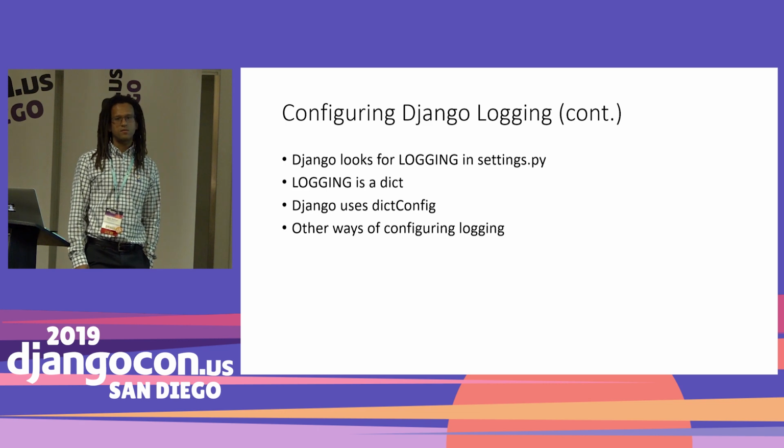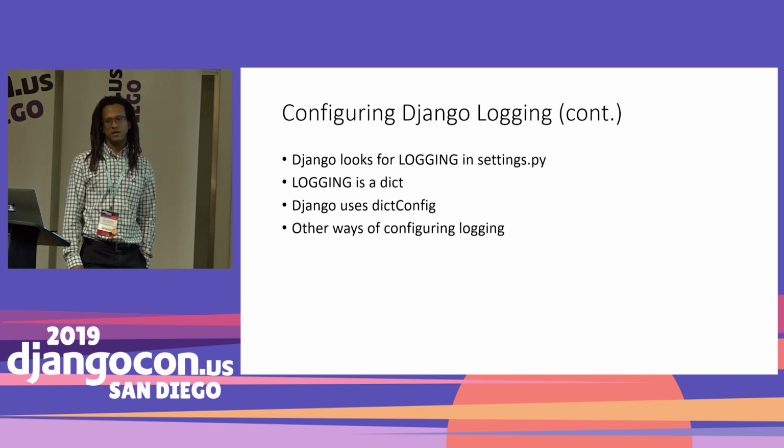So you can configure Python logging in a couple of different ways. You can do it programmatically through the API. You can do it through a file. You can actually do it through a port listener, a listener on a port. But Django does it this way, and we'll do it this way.